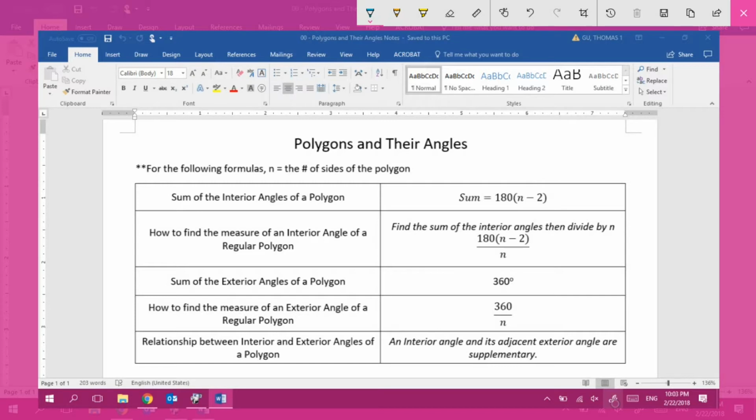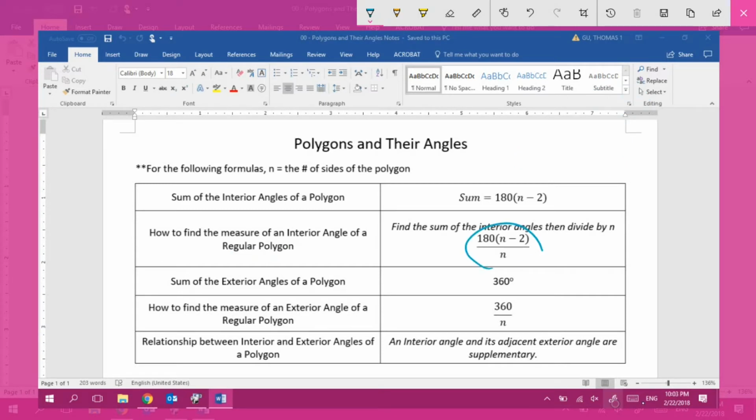Next, how to find the measure of an interior angle of a regular polygon. What is a regular polygon? A regular polygon is a polygon where all the sides are congruent. For example, an equilateral triangle, where all the sides are congruent, is a regular polygon. A square where all the sides are congruent is a regular polygon. A rectangle would not be a regular polygon because all the sides are not congruent. They're not equal lengths.